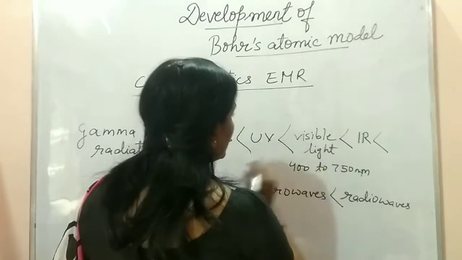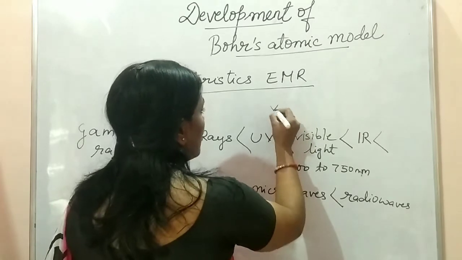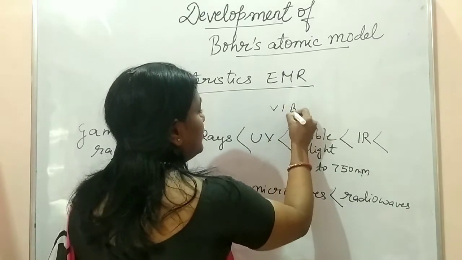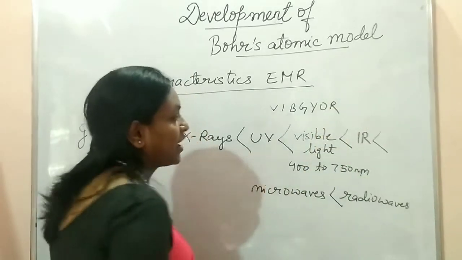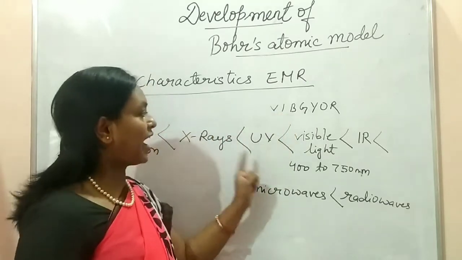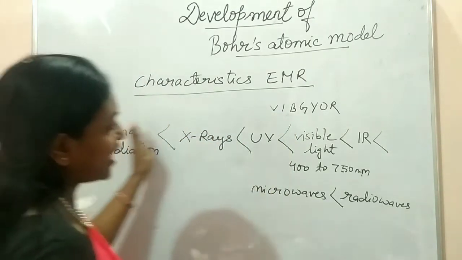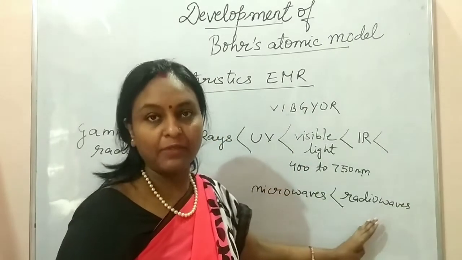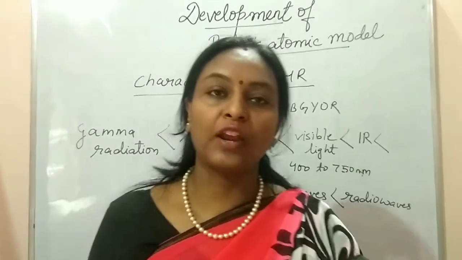So visible light ranges from violet, that we call VIBGYOR: violet, indigo, blue, green, yellow, orange and red. And after red we have infrared, and before violet we have got ultraviolet radiations. So this is the entire electromagnetic spectrum, which consists of energy radiations of different frequency.